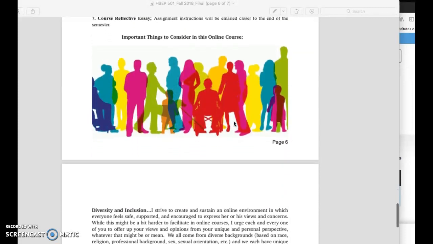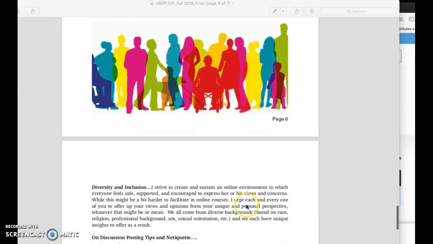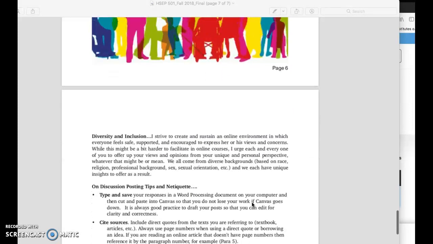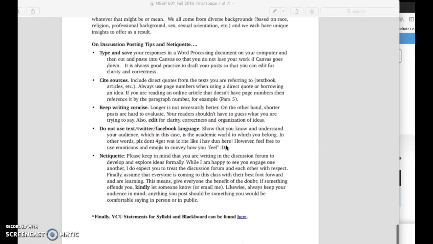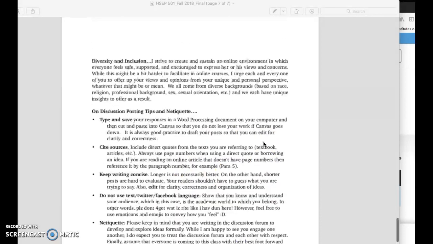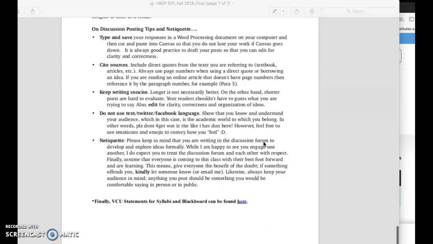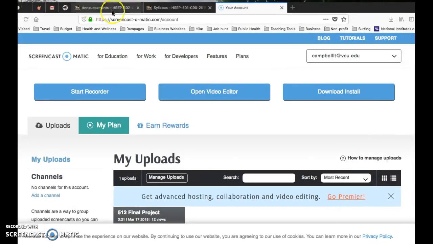And then please, the important things to consider: my thoughts on diversity and inclusion, and on discussion posting and netiquette tips. Please read all of this. It is not the stock language that you'll see from VCU in every one of your classes. That can be found here. So again, this is important for you in this class, so please do look over that. Okay, let's turn to Blackboard.